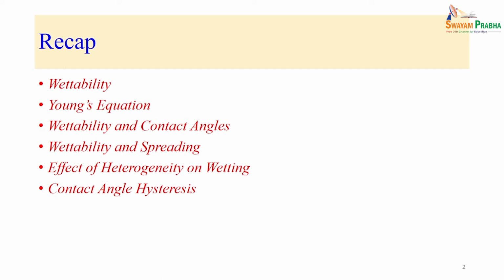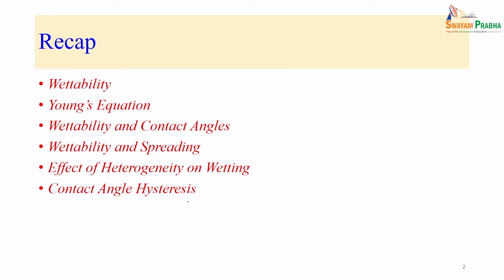Followed by that, we discussed the effect of chemical heterogeneity as well as physical heterogeneity. Chemical heterogeneity we discussed through the Cassie equation, and physical heterogeneity through the Wenzel equation in terms of surface roughness. Also we saw that because of various heterogeneity in the surface we observe contact angle hysteresis, and it gives some useful information about the surface heterogeneity or some changes in the surface energy of the solid surfaces.